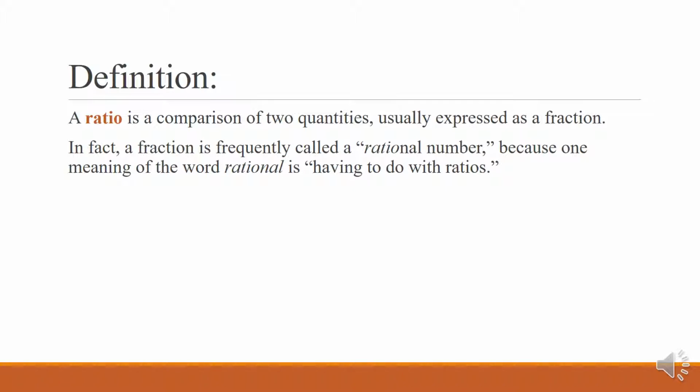The first thing we need to talk about is the definition of a ratio. A ratio is a comparison of two quantities and is usually expressed as a fraction. In fact, a fraction can also be called a rational number, because one meaning of the word rational is having to do with ratios, and we know that ratios are the same thing as fractions. So if you ever hear in another math class where they say something is a rational number, then you want to think of a fraction when you hear that.